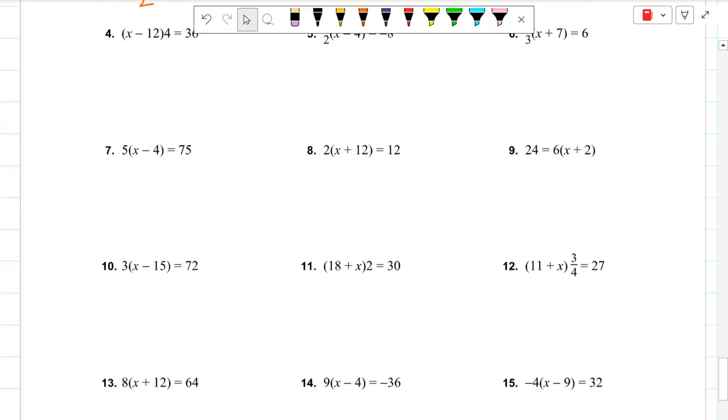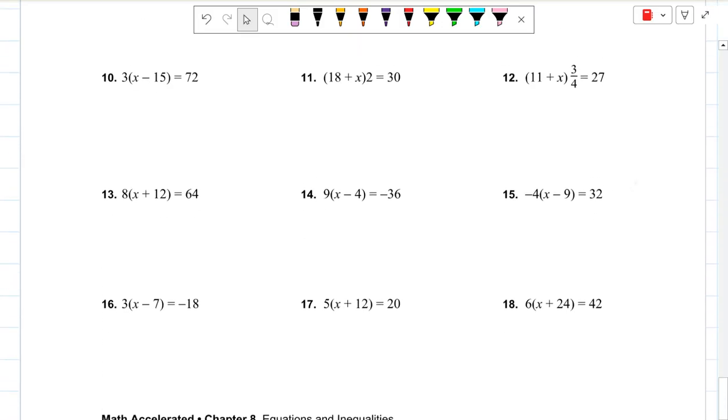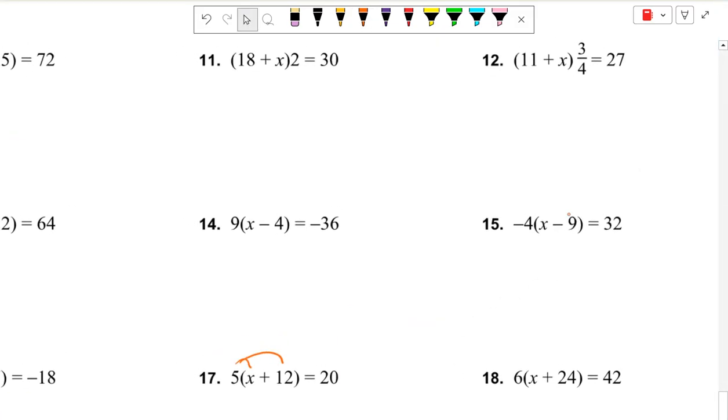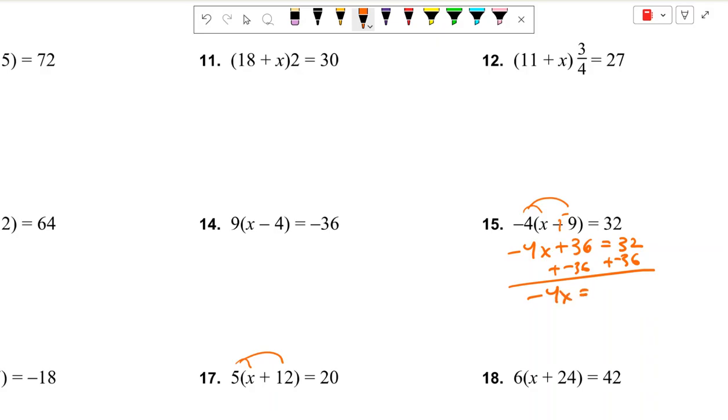We'll go down here and look at the ones at the end to see if there's any difficult ones to do. 17 looks pretty standard here and here. 15, I have a minus sign, so I'll do that one. Additive inverse. I'll do these two as -4x plus 36 is equal to 32. We'll add a negative 36 to one side and the other side. And we get negative 4x is equal to negative 4. We'll divide by negative 4s on both sides, and x is 1.